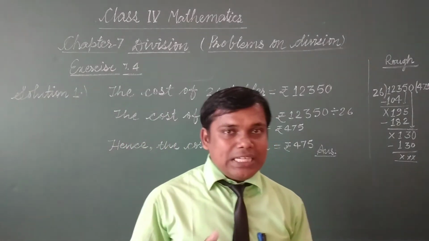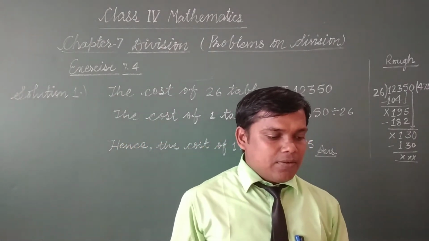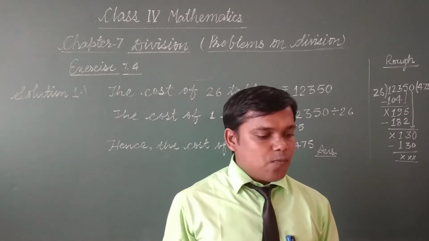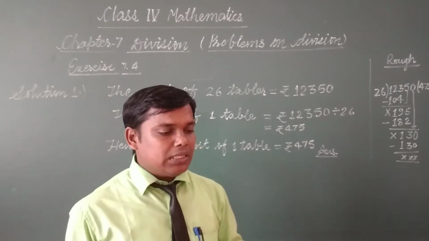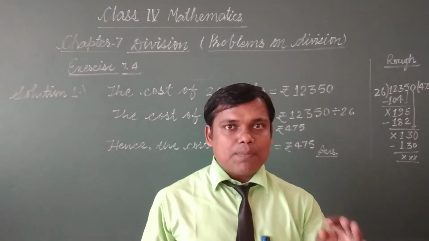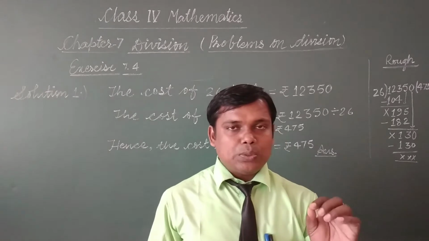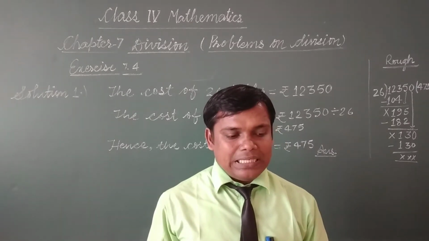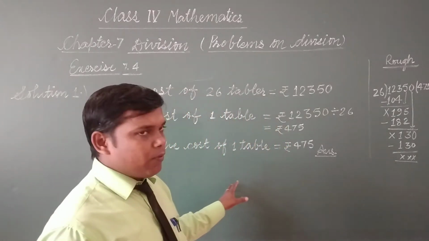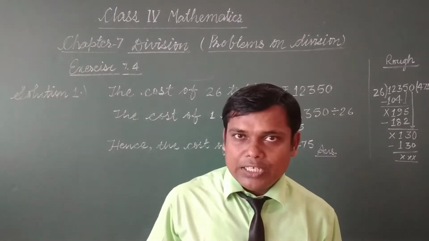Now you read question number 2. It is written here, the product of two numbers is 54,255. If one of them is 15, find the other number. It is very easy. You will write, given the product of two numbers is equal to 54,255. One number is equal to 15, therefore the other number is equal to 54,255 divided by 15, and you will get the required answer.